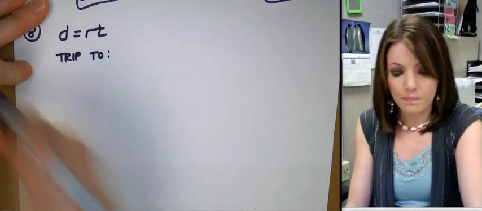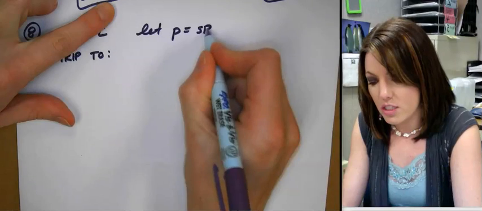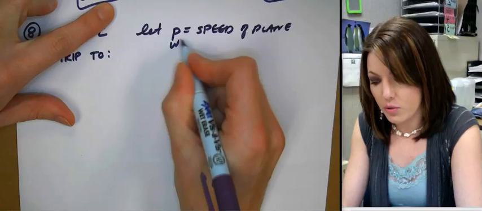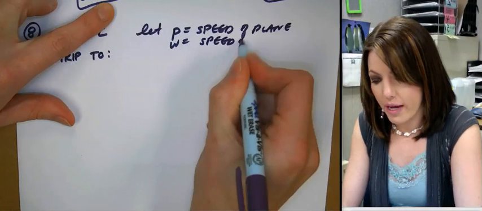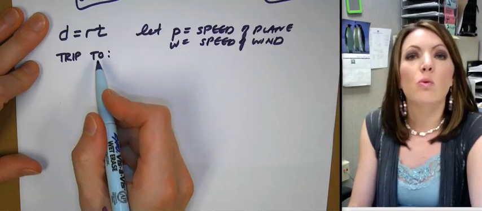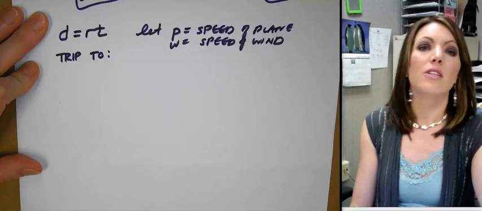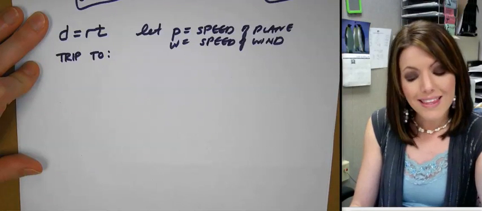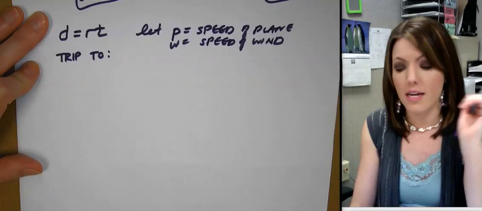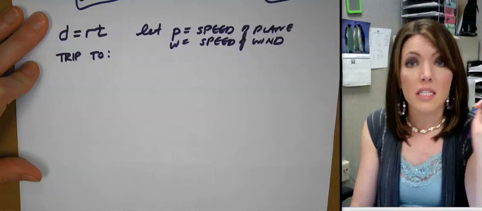So let's first designate, we'll say that P equals the speed of the plane in still air, and W is the speed of the wind. Well, if distance equals rate times time, it tells us in this problem that the trip to Helsinki was with the wind, meaning the plane and the wind are flying in the same direction, which means that the wind is technically speeding up the plane.